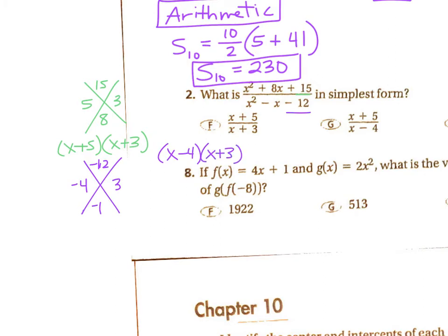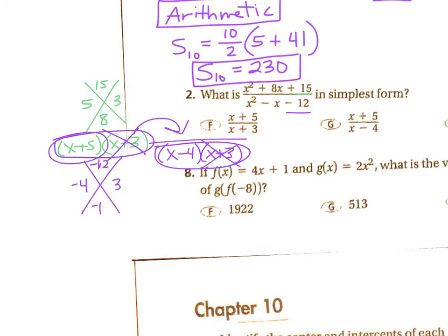Okay, well now think of it. This is your numerator. This is your denominator. Sorry, I should have put them over top of each other. This would be here. But the x plus 3's will go away. So you're left with x plus 5 on top and x minus 4 on bottom. And that would be letter G here.